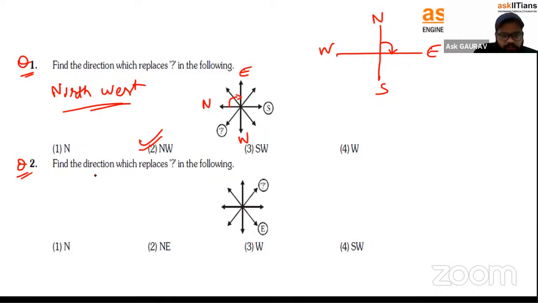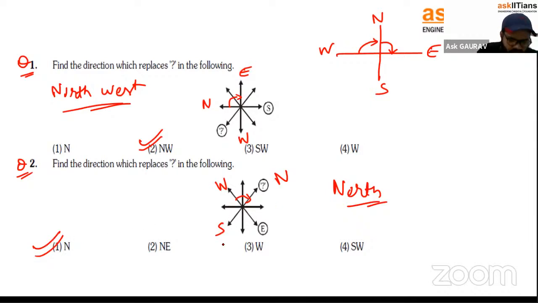Question number 2 says, find the direction this question mark replaces. This is east, so the opposite will be west. If you move 90 degrees clockwise from west, you will reach N. So this question mark will be N. N means north. Which option? A, the first option. Opposite to north is south. Clear? Yes. Okay. That's how you solve these questions.